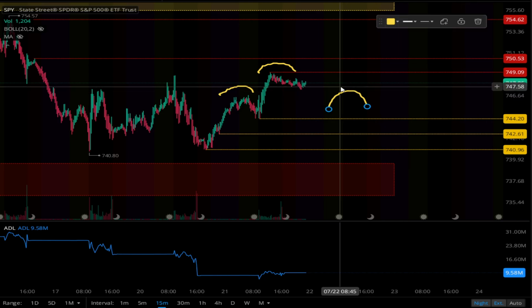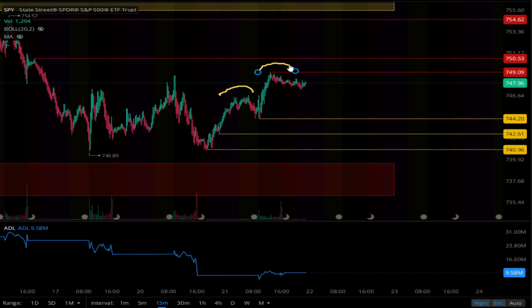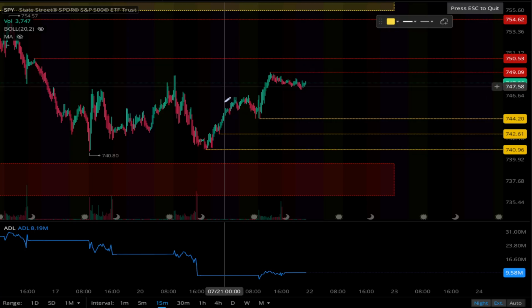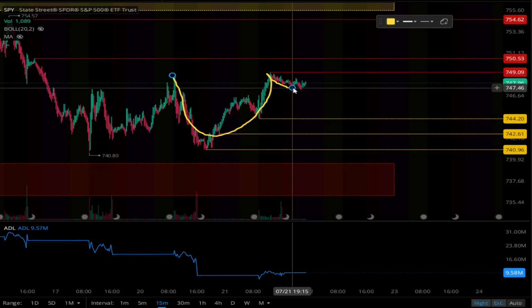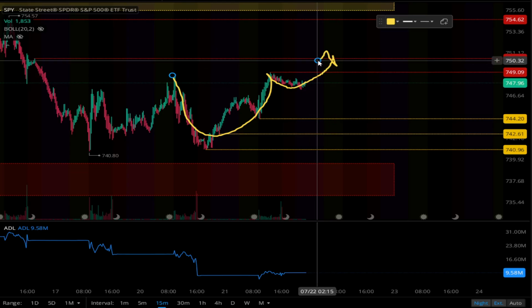But if we don't see that, if we see continuation of this bullish structure, then what we can be expecting is, again, the cup to form, already formed, and the handle to break us outward.